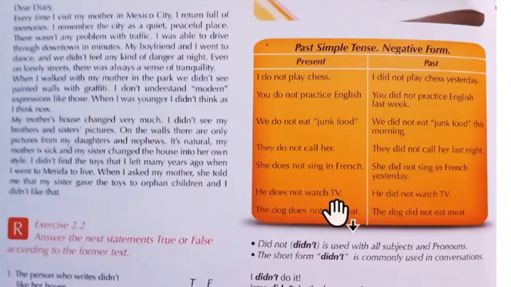He doesn't watch TV. He didn't watch TV. And the dog doesn't eat meat. The dog didn't eat meat. Okay, now remember that in present simple we have two auxiliaries in negative form. We have don't for first person or doesn't for third person, and in past simple we just have one auxiliary, in this case didn't for all the subjects.